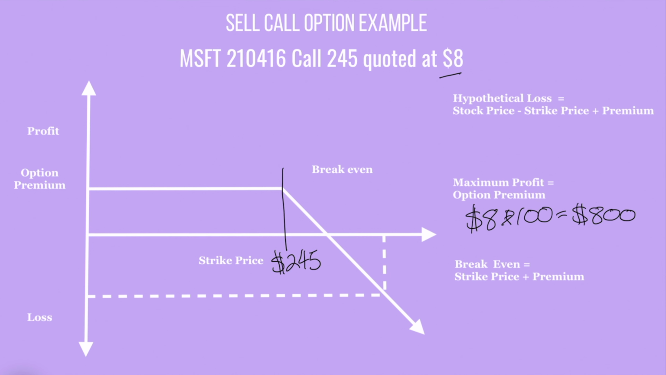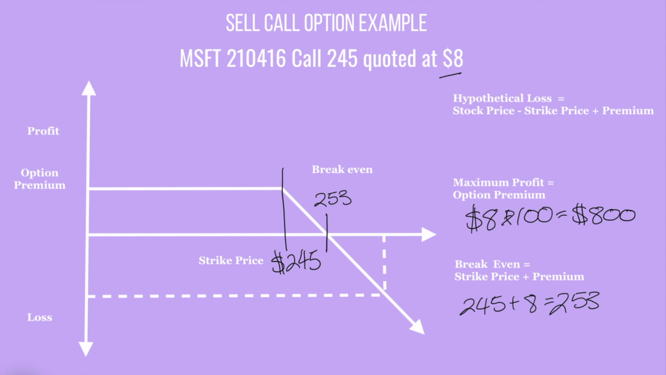Your break-even point is the same as the last example. So it's your strike price, $245, plus premium, $8, equals $253. And we'll mark that right here, $253. Whenever you sell an option, your loss is unlimited.